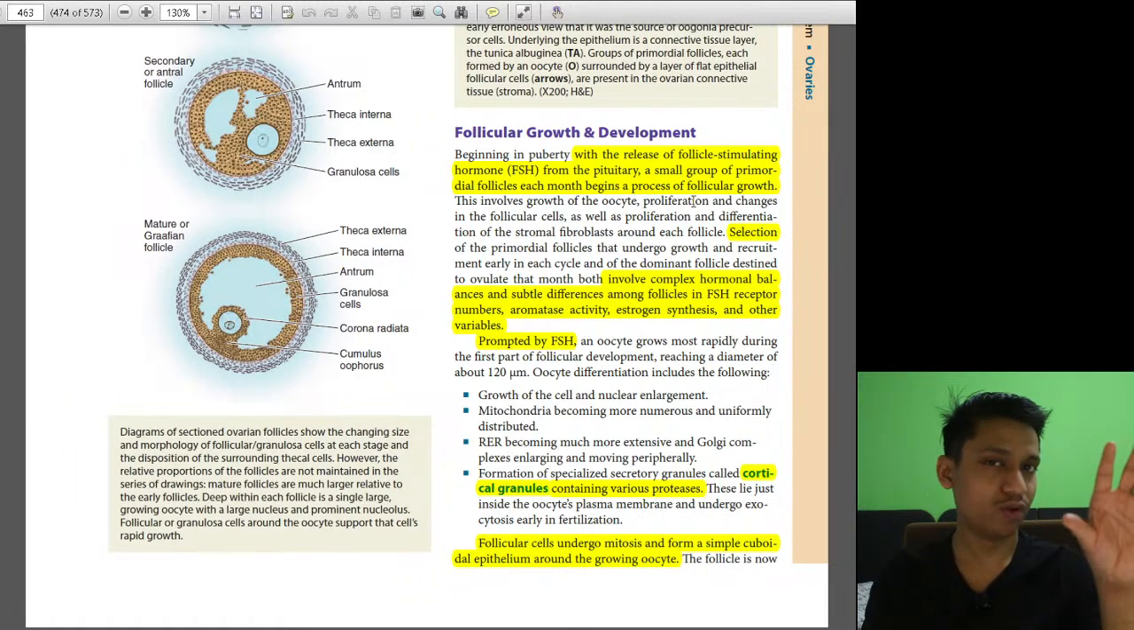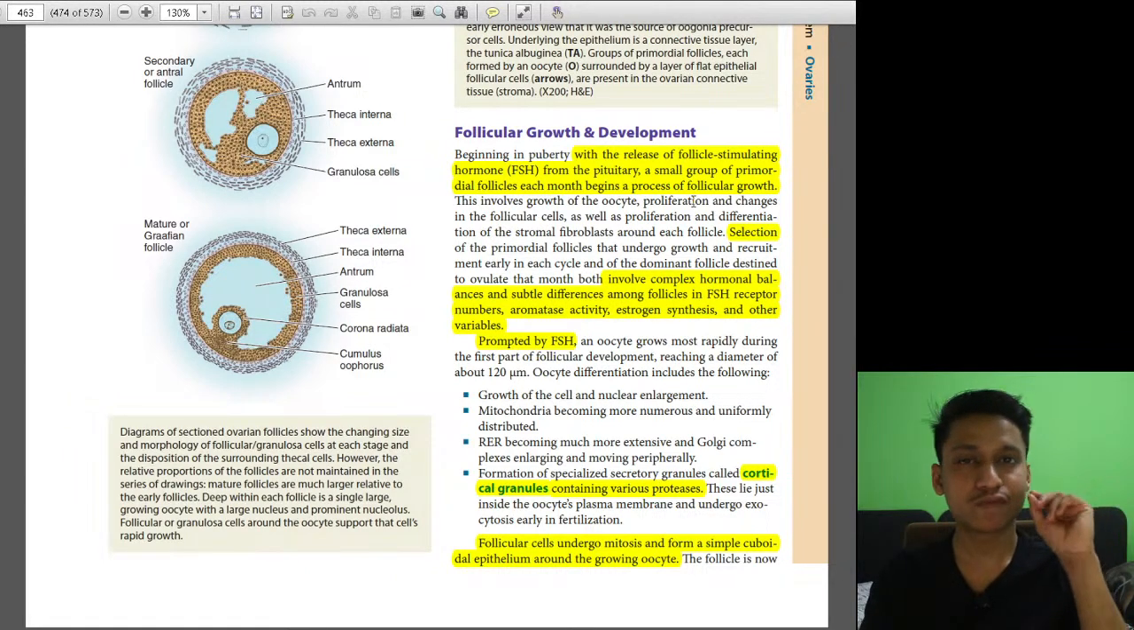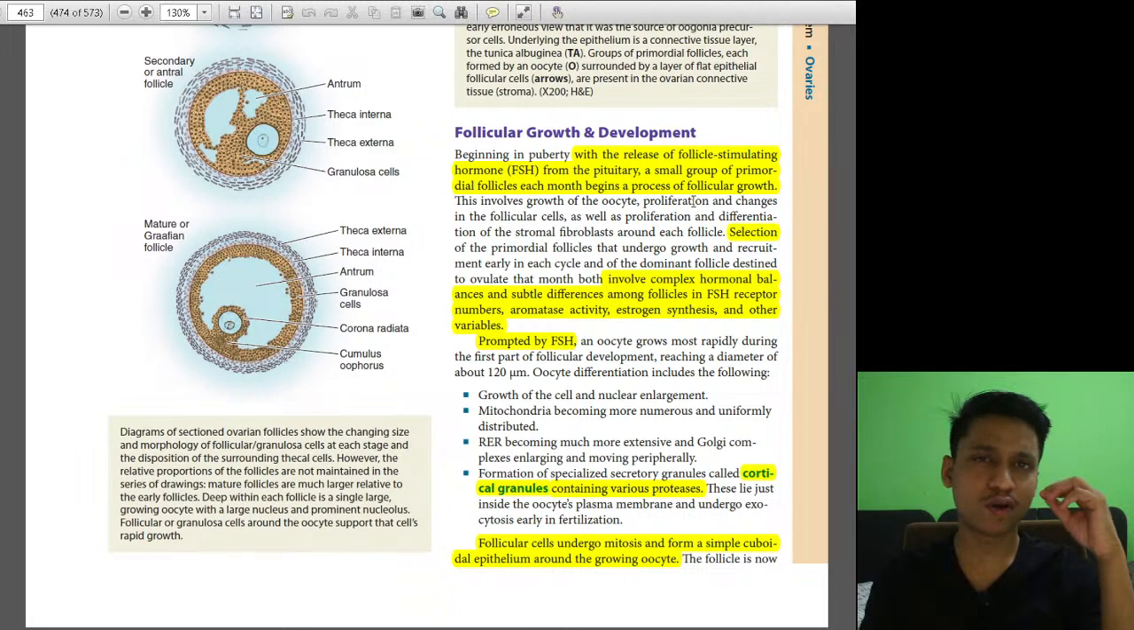We will know when we study the events of fertilization why these granules are important, and why in the earliest stage of follicular growth we created these granules. We'll see. Now, follicular cells undergo mitosis and form a simple cuboidal epithelium.